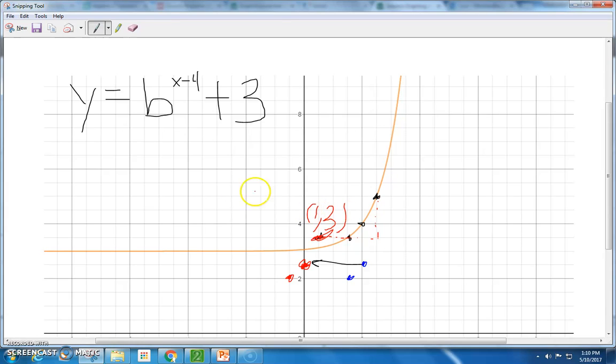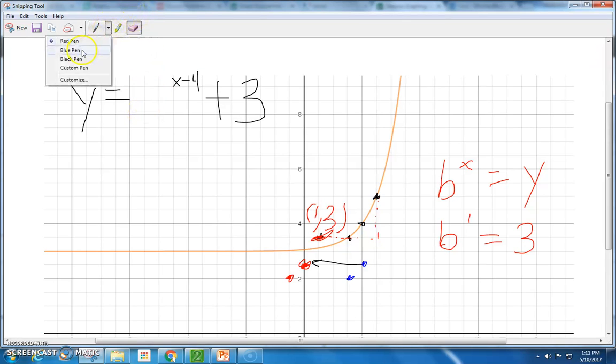Okay, so now I have to figure out for the parent function, right? The base is being raised to a power, and it's going to give me the y value. So what I want to do is figure out what number raised to the first power is going to equal 3. Well, I'm pretty sure the only number that we can raise to the power of 1 that equals 3 is going to be 3. So that means that this base right here is actually 3. So now I have my entire equation. So it's y equals 3 to the power of x minus 4 plus 3.